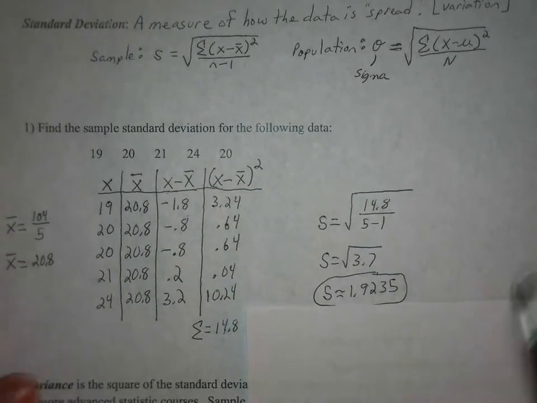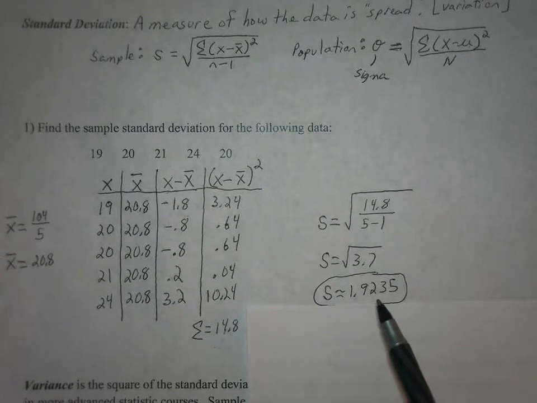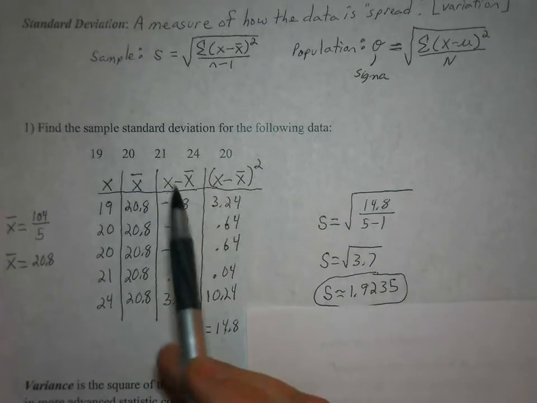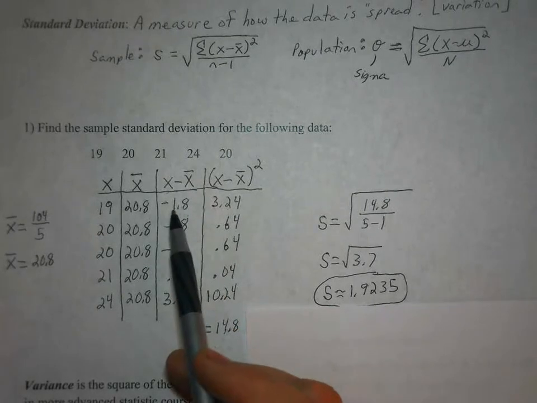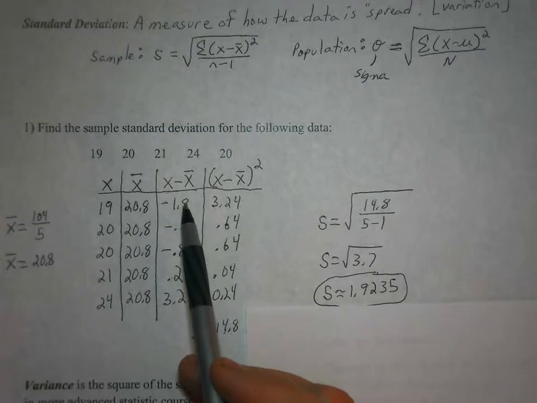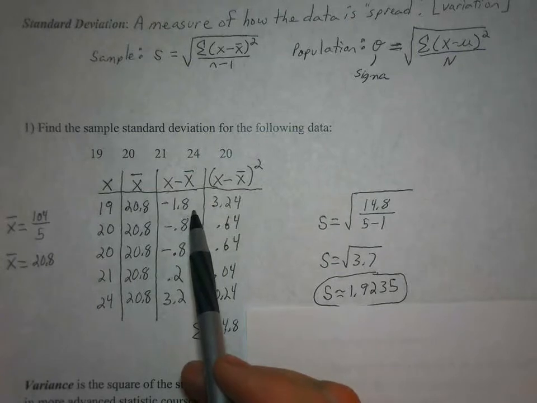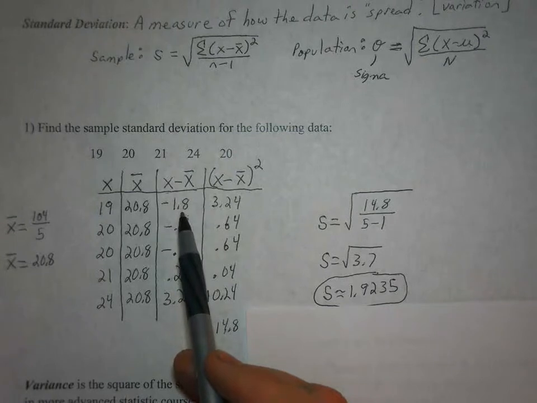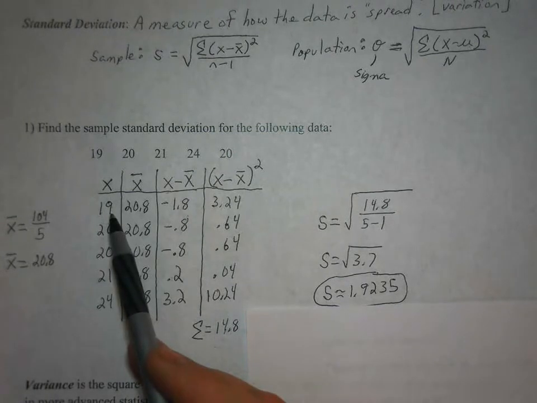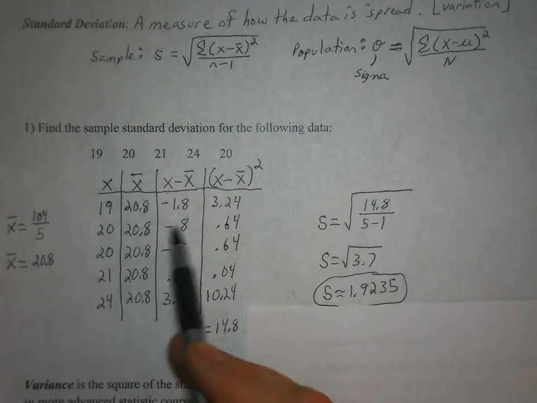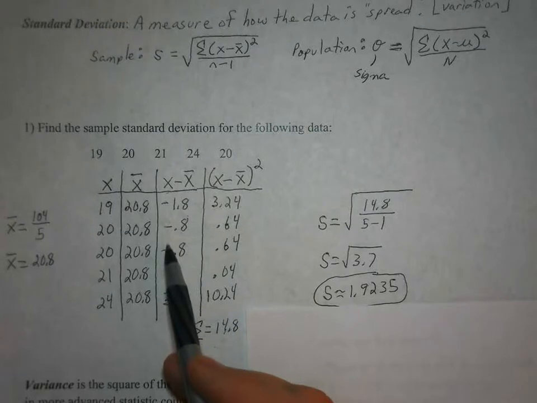Okay, now, the question is, well, what is that 1.92 really telling us? Well, when you take x minus x bar, and we get negative 1.8, negative 0.8, and so on, what those values tell you is how far below or above the data value is from the mean. So negative 1.8 means that a data value of 19 is just 1.8 below the mean. A data value of 20 is 0.8 below the mean, and so on.